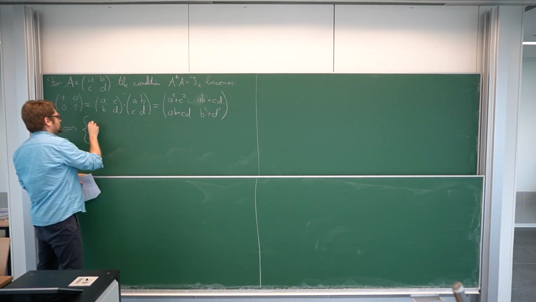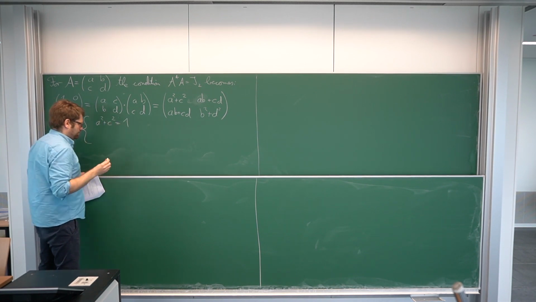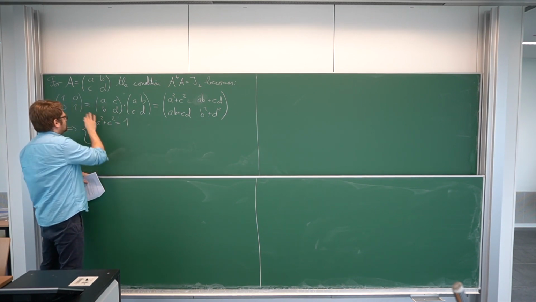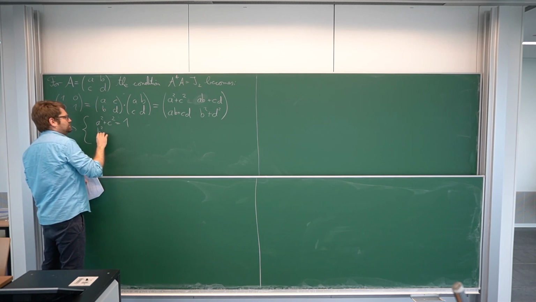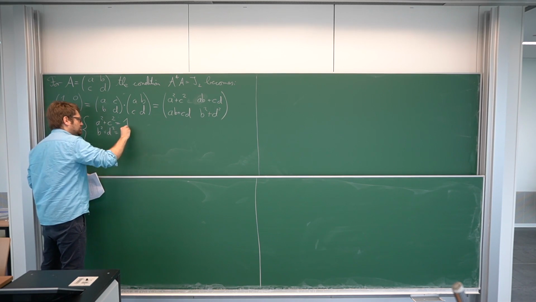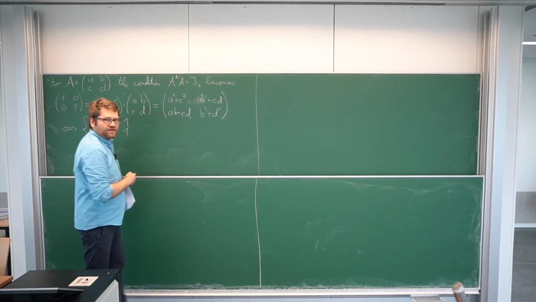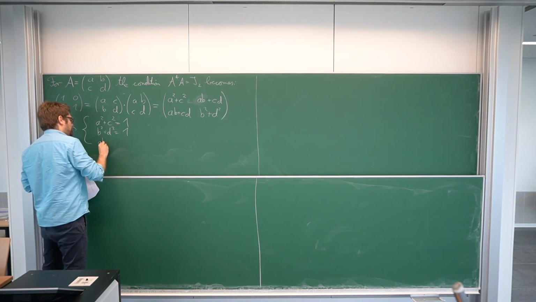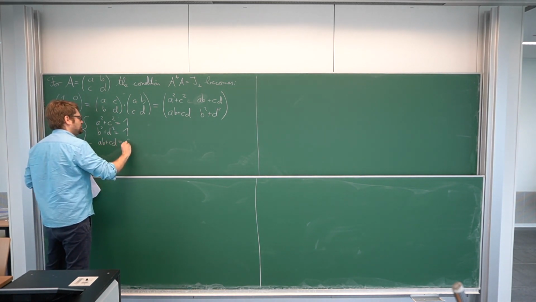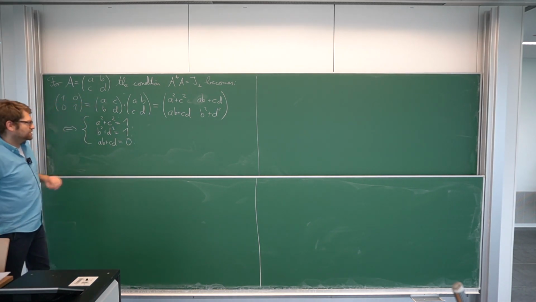So A squared plus C squared is 1. Bottom right is B squared plus D squared equals 1, and here we need to have 0, but it turns out these are the same. So in fact, there's only 3 equations. AB plus CD has to be 0. Okay, now we just need to solve these simple equations.